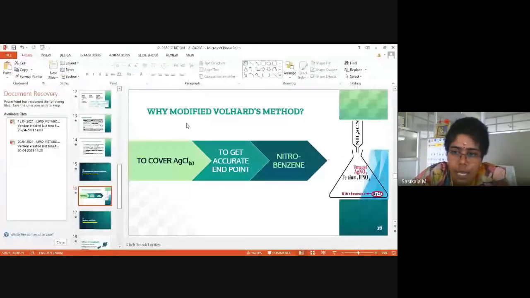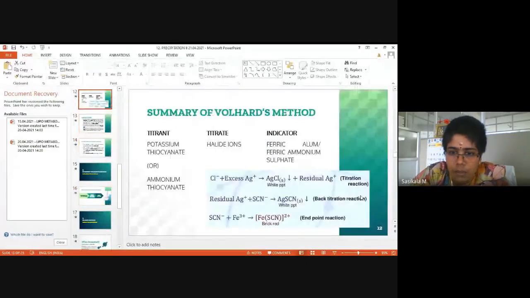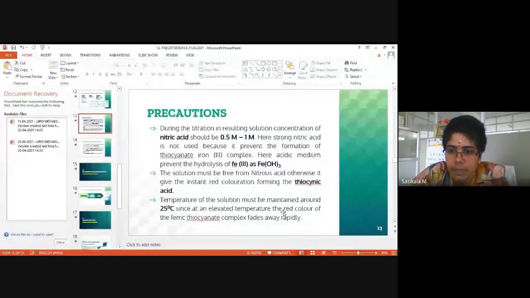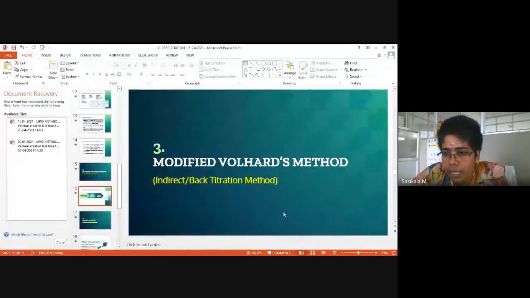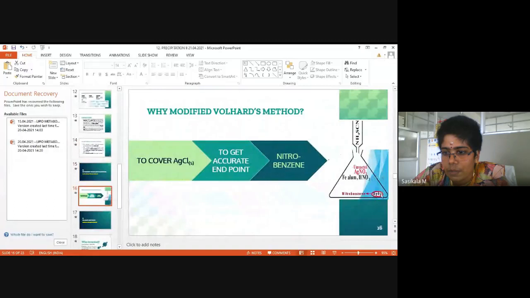What is the role of nitrobenzene? It covers the silver chloride precipitate. You can observe the picture. Silver chloride precipitate forms when we add a known concentration of excess silver nitrate to the chloride sample; it gives silver chloride. This white precipitate is covered by nitrobenzene. Nitrobenzene is a somewhat viscous liquid, so it coats the silver chloride precipitate.